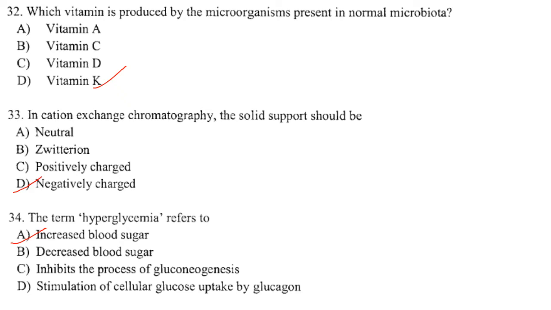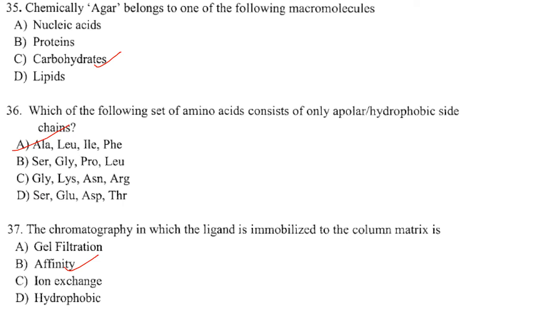Then next one. In cation exchange chromatography, the solid support should be. So it should be negatively charged in cation exchange chromatography because cation exchange chromatography more specifically uses negatively charged ion exchange resin with affinity for molecules having a net positive charge. Then next one. The term hyperglycemia refers to. It refers to increased blood sugar. Answer is option A.